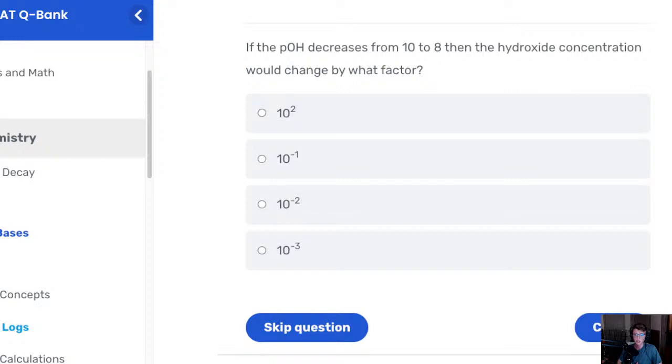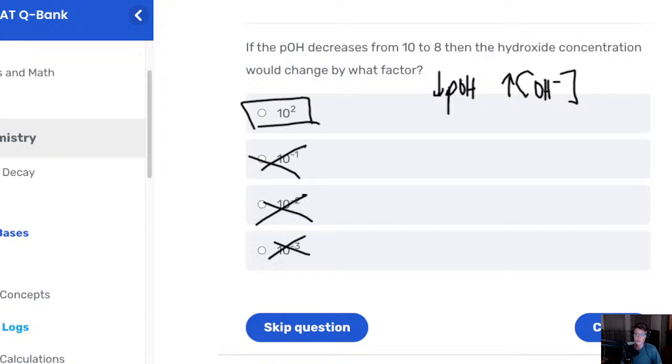I always personally like to start with the conceptual piece first, but it doesn't really matter: are we going up or are we going down? So we have a pOH that's decreasing, which means that the hydroxide concentration needs to go up. So I don't want a negative value, which essentially means I can answer this question right away. A has to be right, but this also makes sense because this is a 2-factor change, which means that we're looking at something that's going to be 10 to the 2 because we know that our exponent has to be positive.